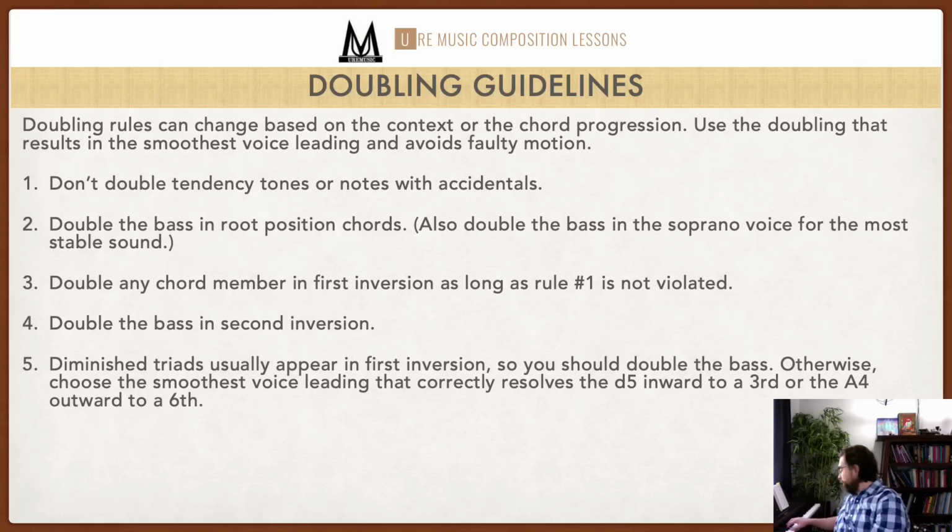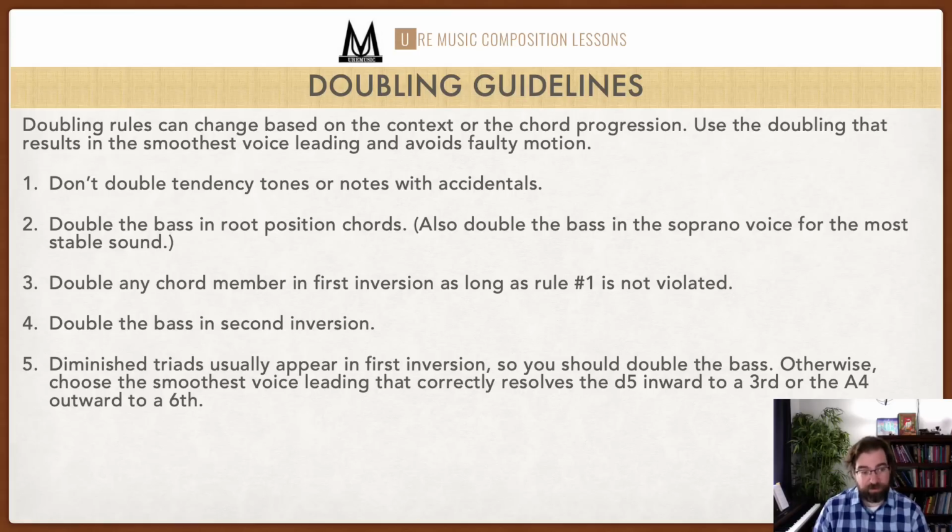So by doubling the third, here's a third that's doubled, here's a root. The root is just a little more dissonant sounding. Doubling the third, which is what I'm doing now, helps to reduce some of that dissonance, so that's a better way to actually do it.